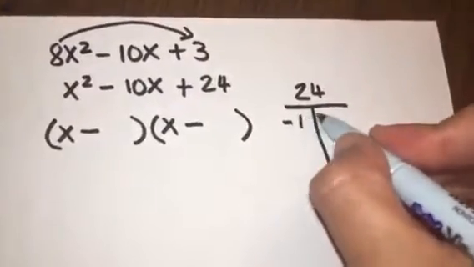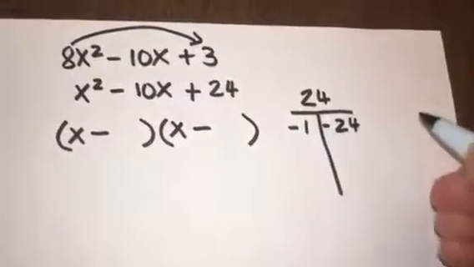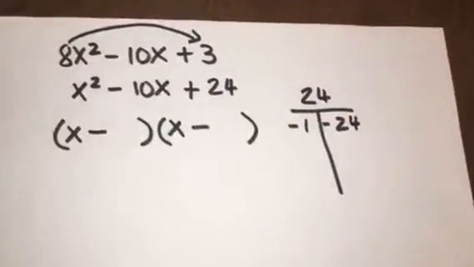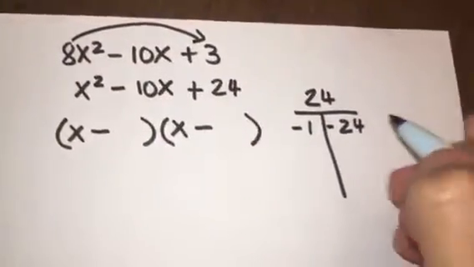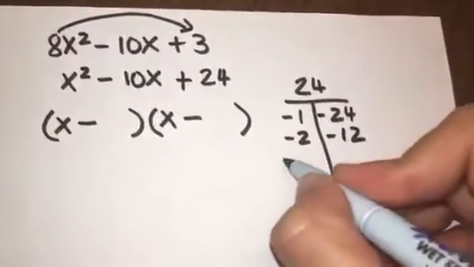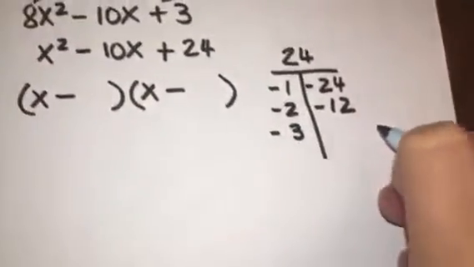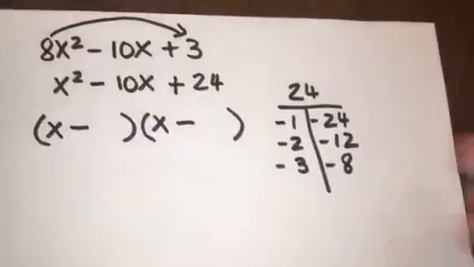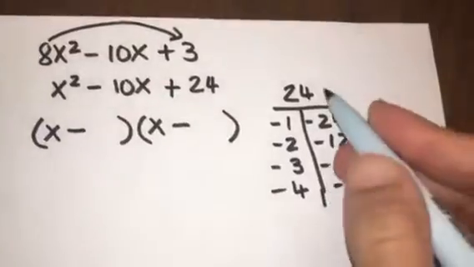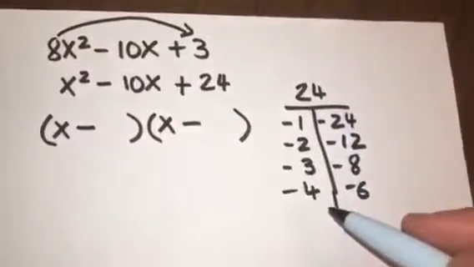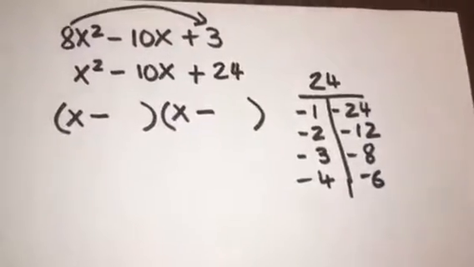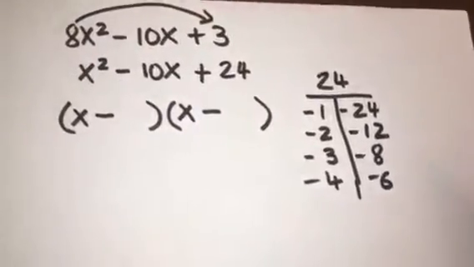So negative 1 and negative 24, you're going to ignore the positives because you already know that both of the numbers will be negative. So negative 1 and negative 24, negative 2 and negative 12, negative 3 is also a factor times negative 8, then negative 4 times negative 6. If we try 5, 5 is not a factor. Negative 6 is a factor, but we already have it in our list. That means that we are done listing the factors.